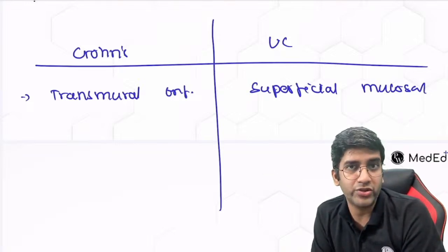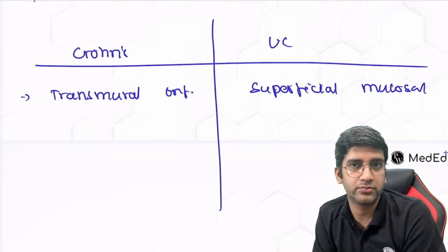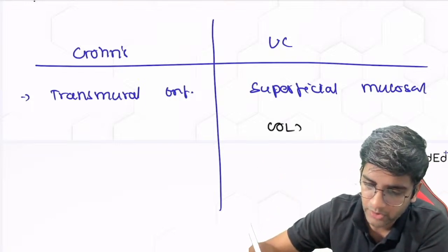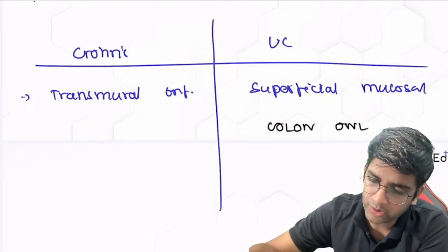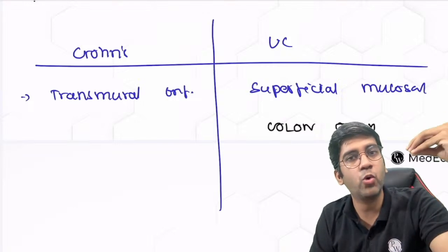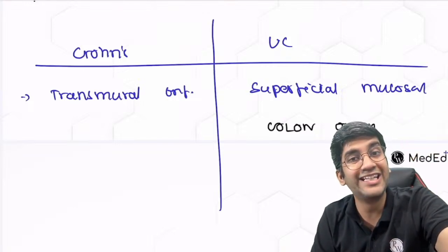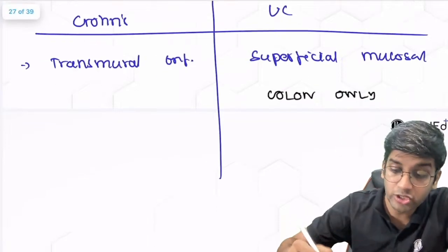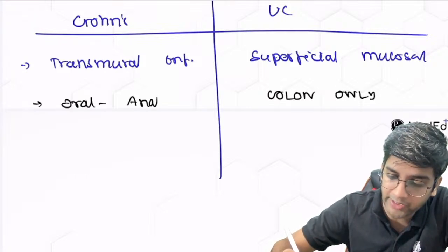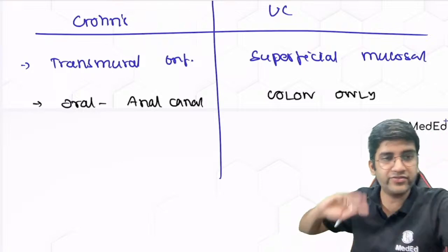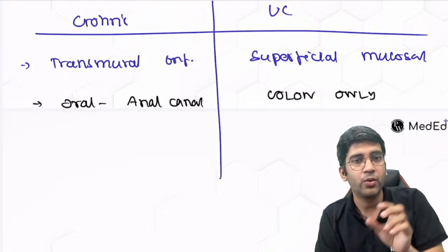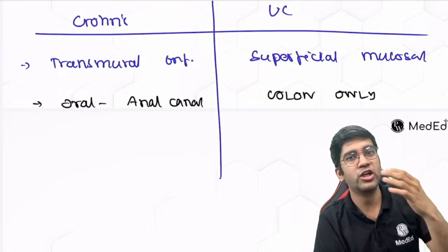Which of these two do you think will involve only the colon? It's there in the name. Colitis, right? It involves the colon only. On the other hand, Crohn's disease involves from the oral cavity to the anal canal. It involves the entire segment of the GIT. The distribution is very vast. I can have oral lesions till the anal canal. If this is true, let's extrapolate to the next point with the same thing.